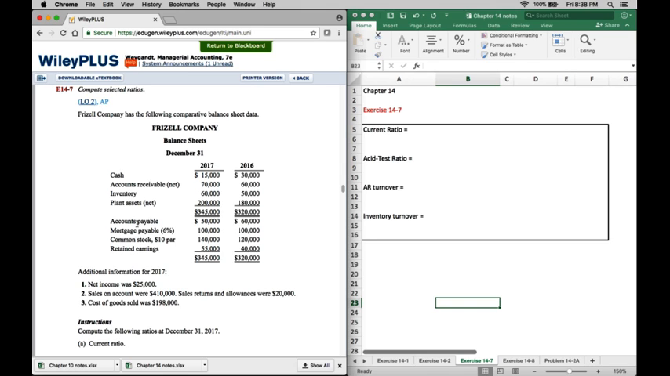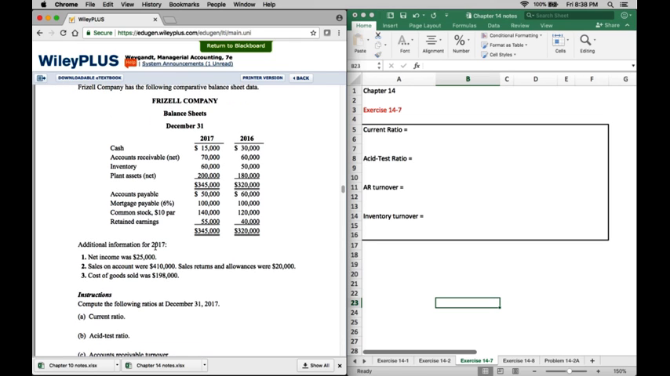We then have accounts payable, mortgage payable, common stock, and retained earnings. Accounts payable and mortgage payable are liabilities. Accounts payable is a current liability. Mortgage payable is a long-term liability. The last 2 items, common stock and retained earnings, are equity items.